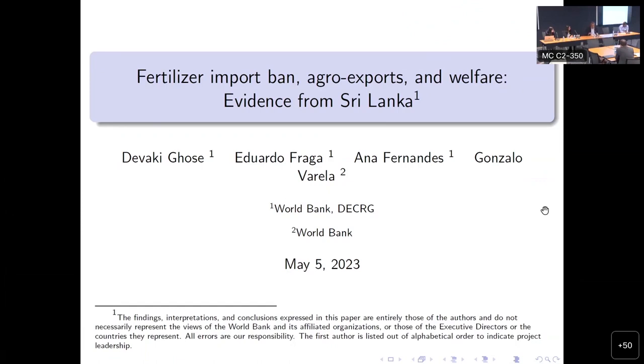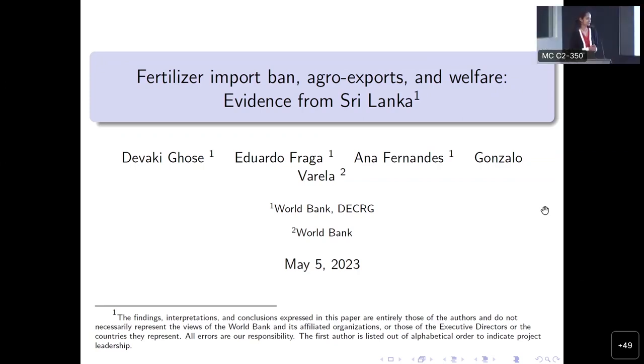Now, some of us know that about 2 years ago in April 2021, suddenly the Sri Lankan government imposed a ban on imports of chemical fertilizers. The objective was very noble, to promote sustainable agriculture. But as I was saying, the impact often goes beyond what your original objective is. So we're going to learn about that. Dr. Devaki Ghose is in the Trade and International Integration Unit of the World Bank. And I believe this is a joint work with your colleague, Fraga Fernandes.